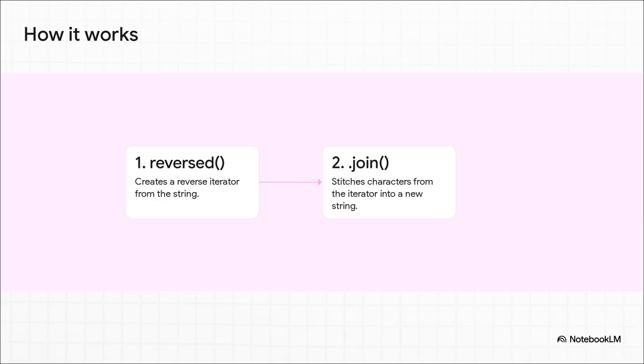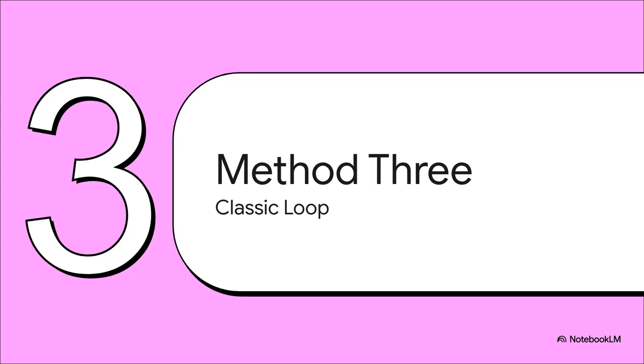Then, the .join method, which you call on an empty string, acts like the glue. It just grabs each character as it pops out of that iterator and stitches them all back together into a brand new string. Okay, so we've seen a couple of really clever one-liners, but now let's get back to basics and look at a more foundational technique, the classic loop.